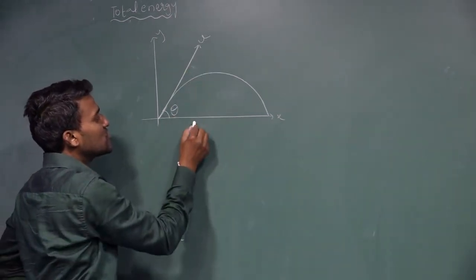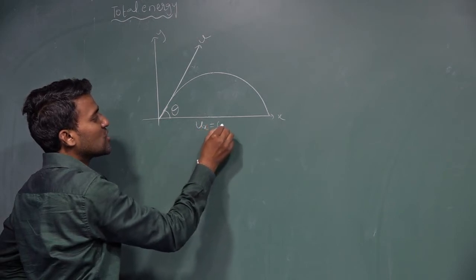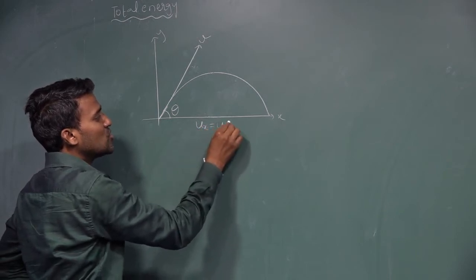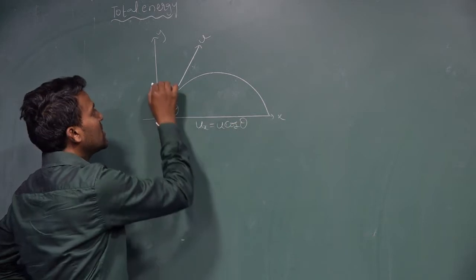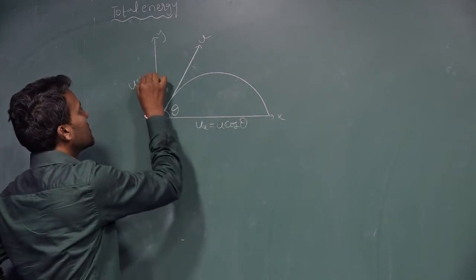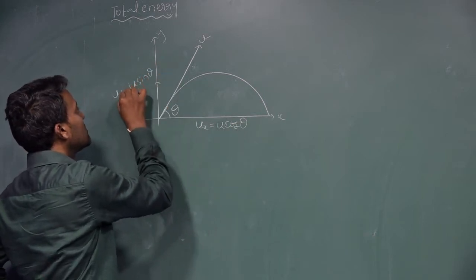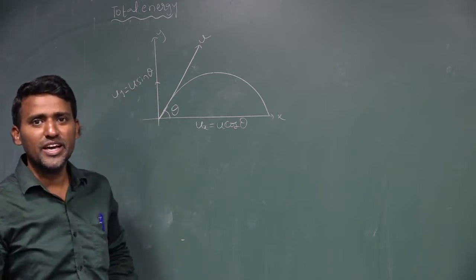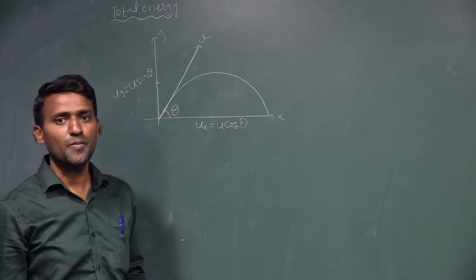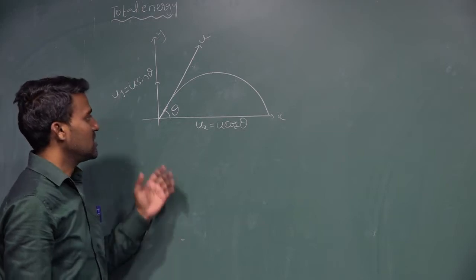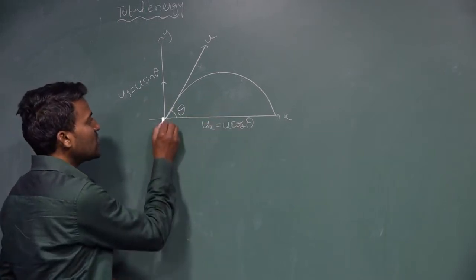U can be resolved into two components. Ux, the horizontal component, is u cos theta, and the vertical component Uy is u sin theta. First I will calculate the total energy at the point of projection.